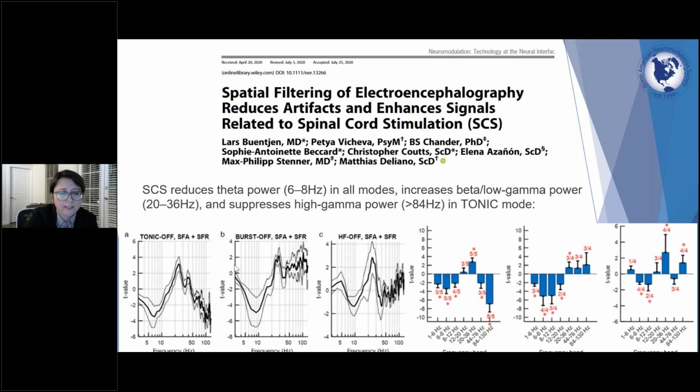So on the left-hand side, you see the average power spectra computed for each condition: tonic stimulation, which is computed relative to the off state, burst stimulation relative to off, and high-frequency stimulation again relative to off.